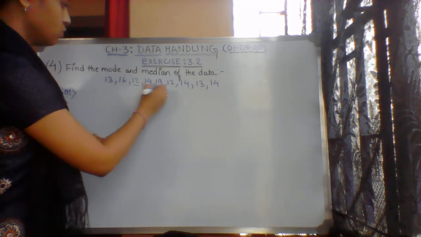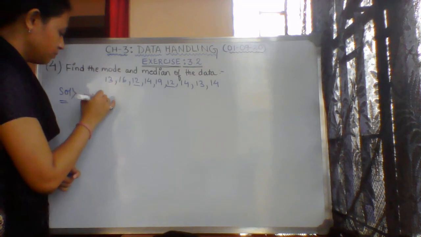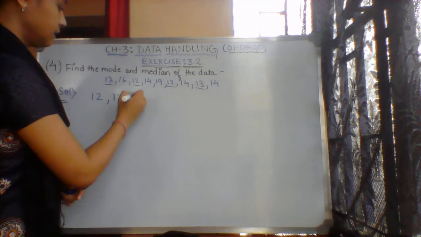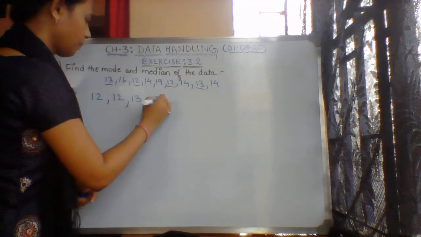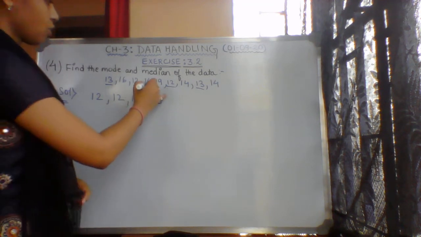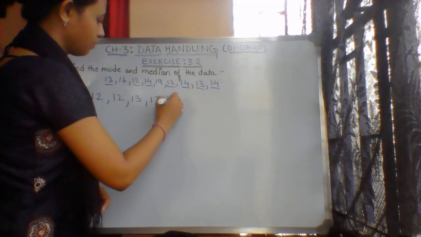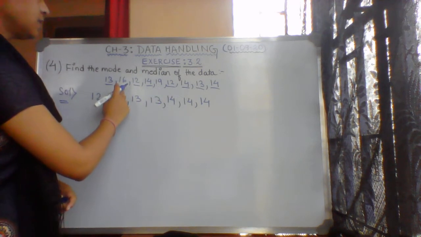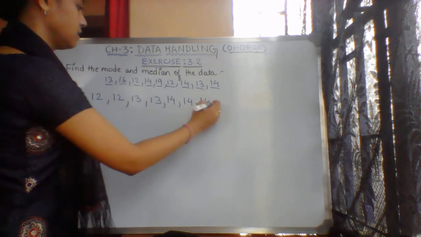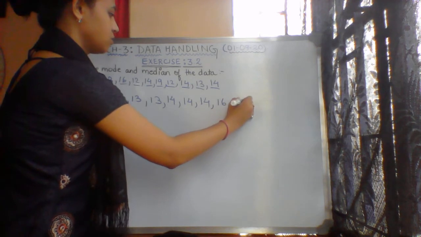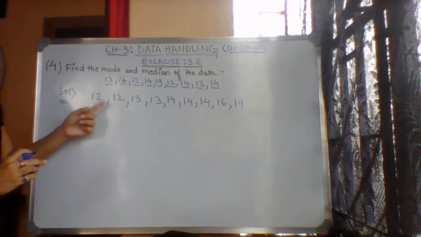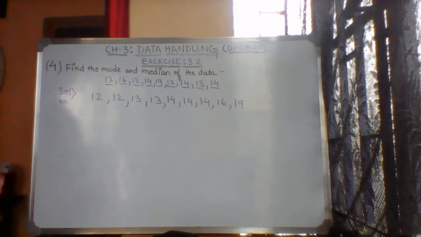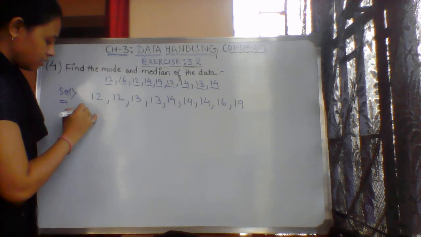So 12, 12. Then 13, 13. After that 14, 14, 14. After that 16, then 19. Once you count, have you written all the data or not? 1, 2, 3, 4, 5, 6, 7, 8, 9. Yes, we have written.